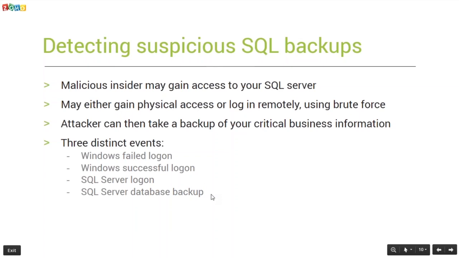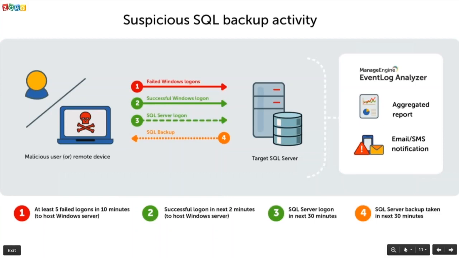I'll just show you a quick image to make this a bit more clear. You can see that the malicious insider is either directly or using a remote device logging on using a brute force attack to the target SQL Server machine, and then the same user performs an SQL Server logon and then takes a backup of your data. How you construct this as an event correlation rule is what I'm going to show you right now.